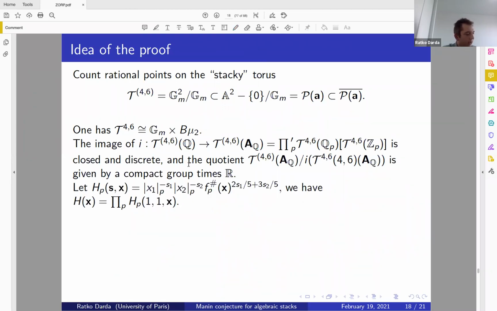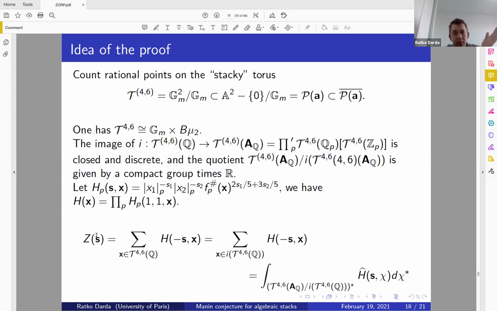Now, we use ideas of Batyrev and Tschinkel to extend the definition of height to the composite group of adeles at infinity for this stack. We define it like this. It turns out that this is a good definition, and this height is related to this height by a simple formula, and moreover, this height is defined on T46 of AQ.